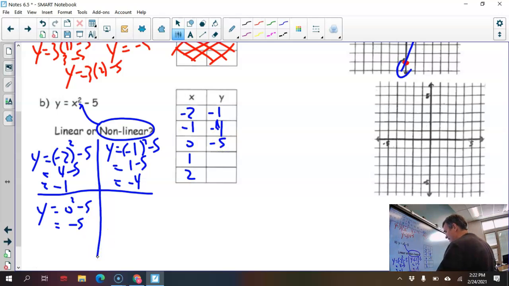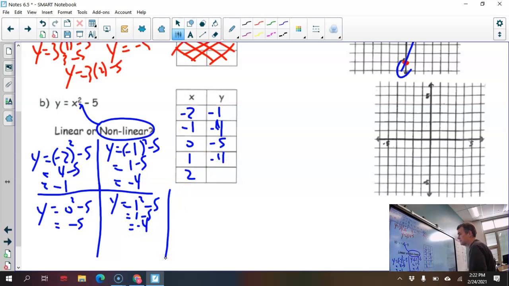Then I'm going to put 1 in. Y would equal 1 squared minus 5. That would be 1 minus 5. That'd be negative 4. And finally, I'm going to put 2 in. Y equals 2 squared minus 5. That would be 4 minus 5, or negative 1. All right, so I made the table.